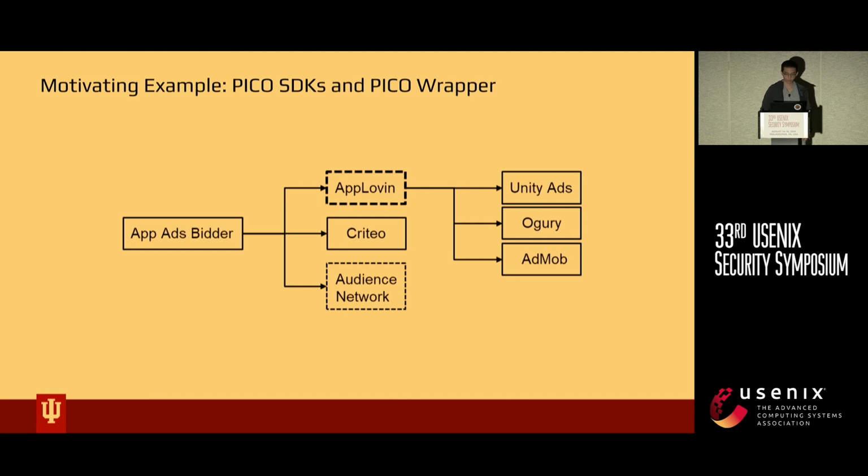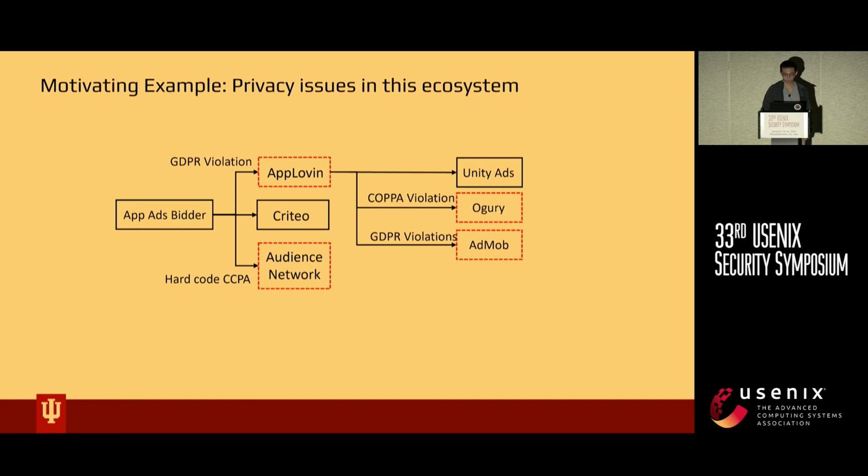So what can go wrong in this ecosystem? First and most obvious, it is important for the app developer to correctly deliver the end user's privacy configurations to each of the PICO SDKs used. On the other hand, the PICO wrappers must relay the privacy configuration they received from the app developers to all of the other PICO SDKs they integrate with.